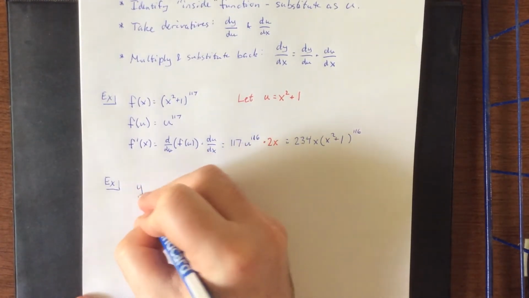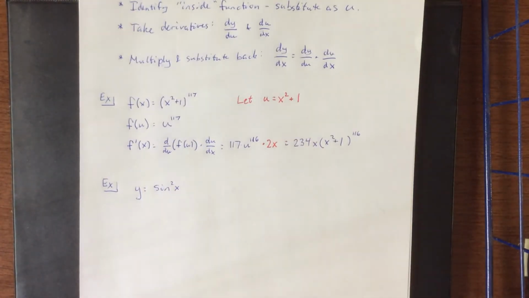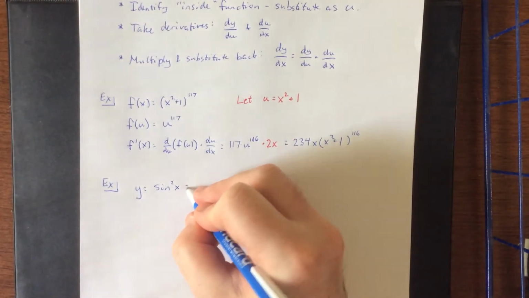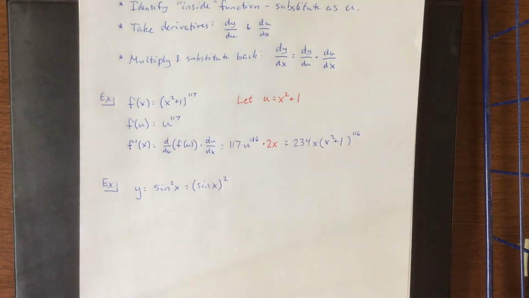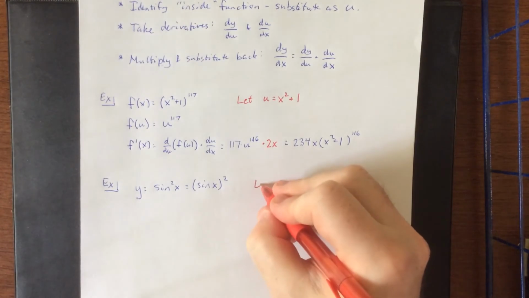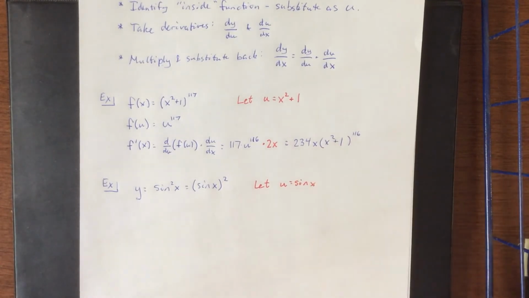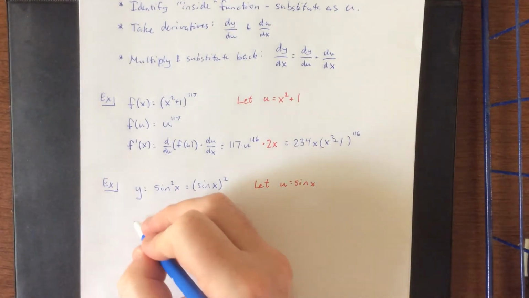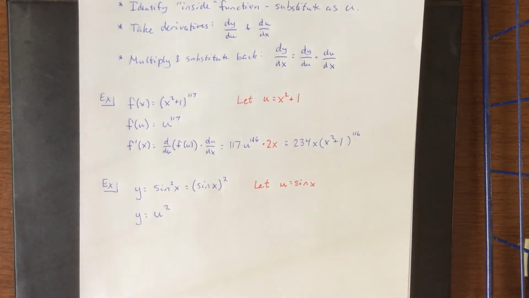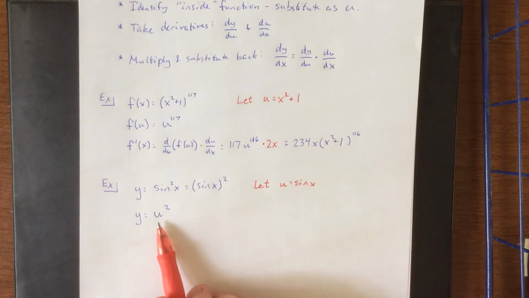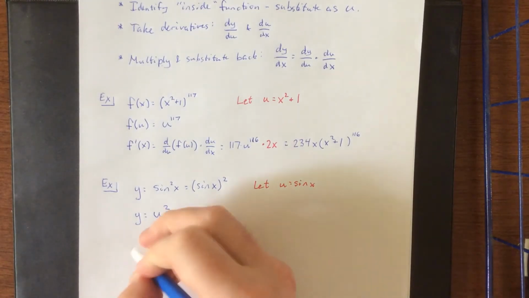Let's try another. Let's do y is equal to, let's do the sine squared of x. Now, to interpret the sine squared of x, this is in notation only that we call it the sine squared. What we're really doing is squaring the sine of x. Now, in that notation, it makes it a little bit more obvious what our inside function is. We're going to let u be equal to the sine of x. Then we would have that y is equal to u squared. So once again, the idea is we're going to be differentiating this function with respect to u and differentiating this function with respect to x and multiplying the two together.